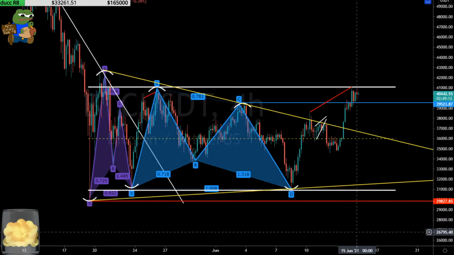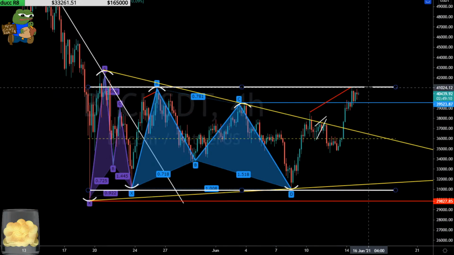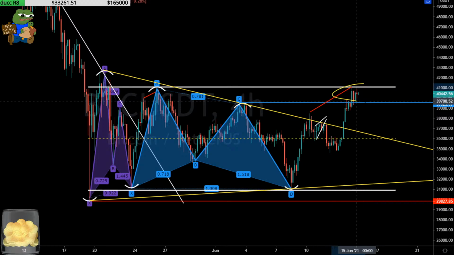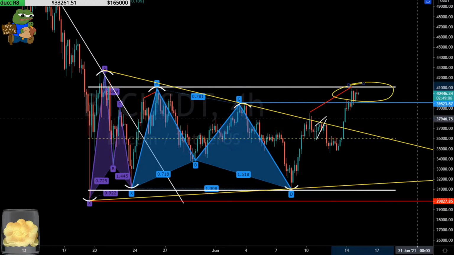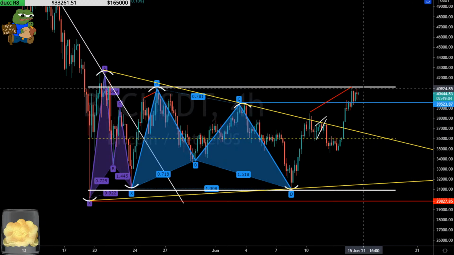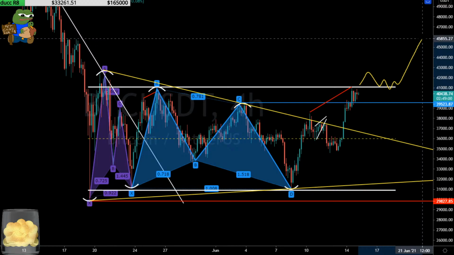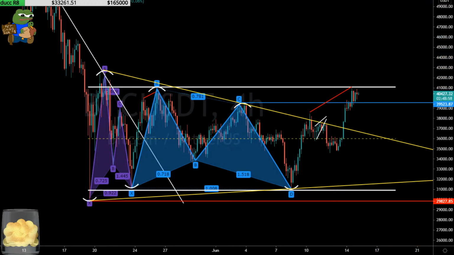So really critical area that you're in right here, okay? So depending which way, again, if we break out of this and back test this, you can go up to like 46, okay? If we fail here and we get back below this blue line, you're going to come at least to this like 36, okay? 36, 37 for starters. And then we'll just have to see what's going on, okay?